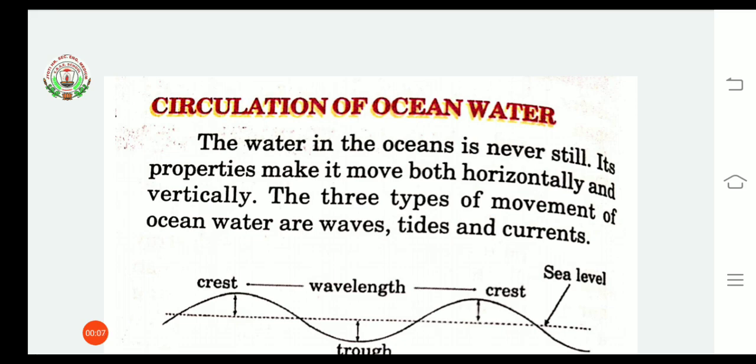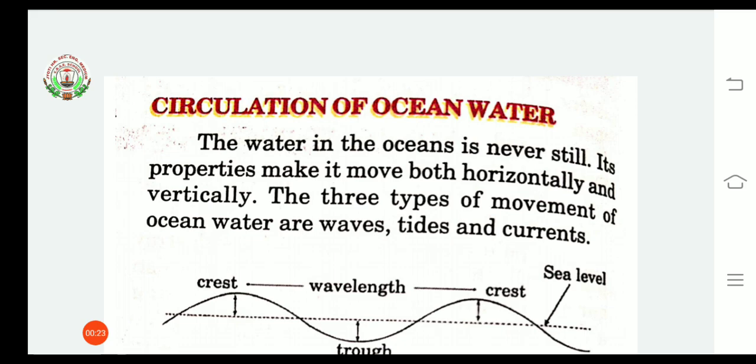In the previous class, I started the explanation of chapter 5, Water on Earth. Now in today's class, I'll be explaining the rest of the topics. Our first topic is circulation of ocean water.